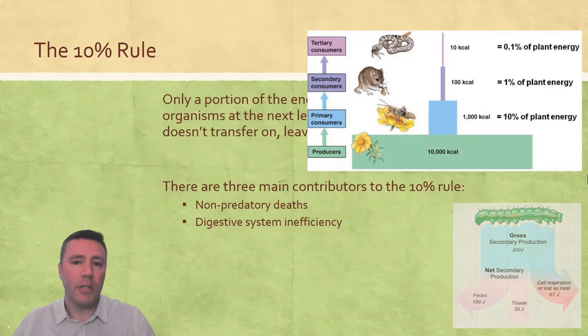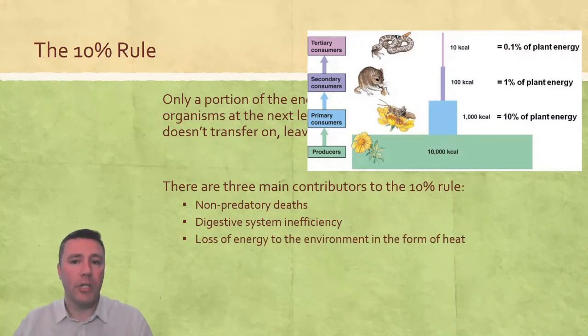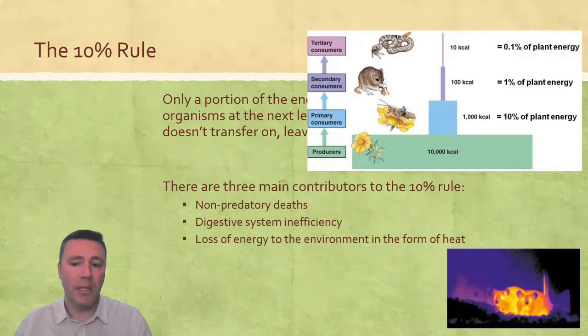The final contributor to the 10% rule is just loss of energy to the environment, primarily in the form of heat. This is especially true for endothermic organisms. Endothermic organisms require much more energy input than ectothermic organisms do, and because of that excessive heat loss to the environment, that's another contributing factor to the 10% rule. So when we saw earlier that there were about 300 units of energy in that leaf, but only about 33 units of energy that got incorporated into the caterpillar's biomass, that's the basis for the 10% rule.